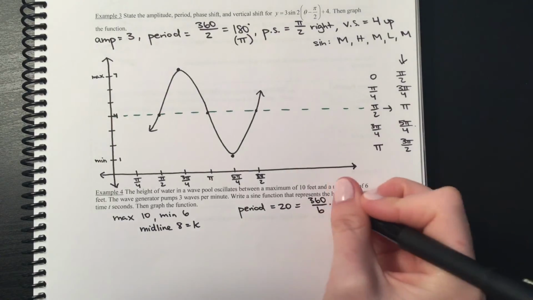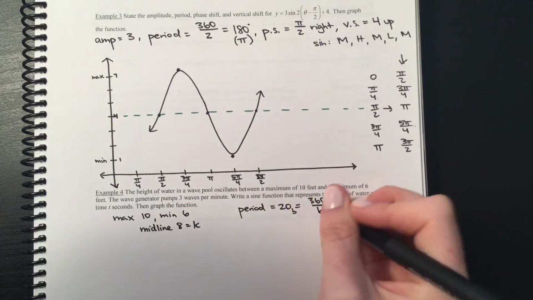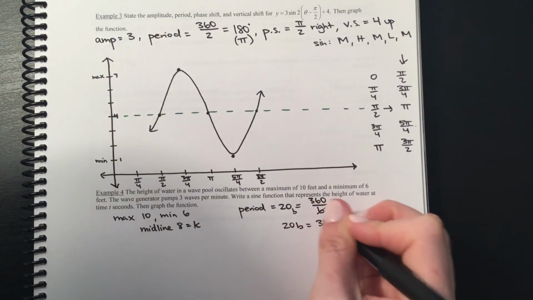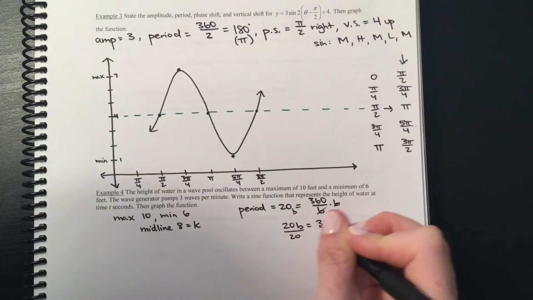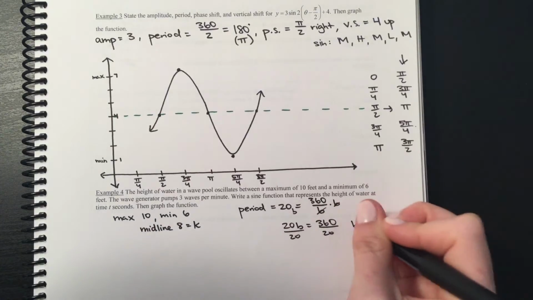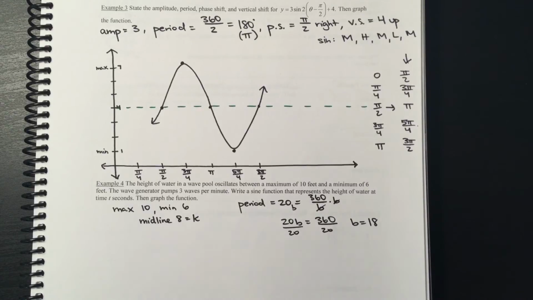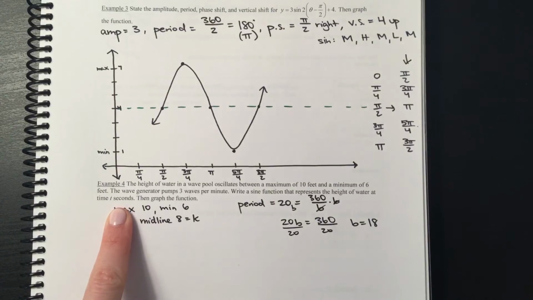All right, so what I'm going to do is multiply both sides by B just to get it out of the denominator. So now I have 20 times B equals 360. And to get B by itself, I divide both sides by 20. So B is equal to 18. What that means is I go through 18 cycles every 360 degrees. And I guess it would be 360 minutes or whatever if we're doing it in terms of T. That's our normal cycle.